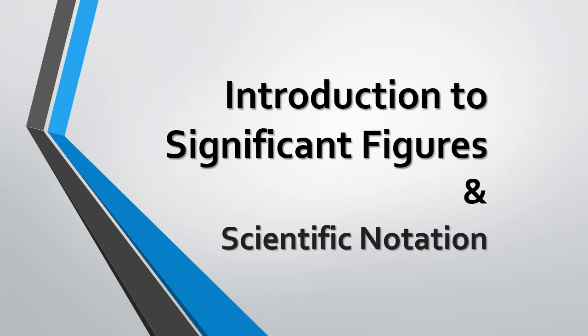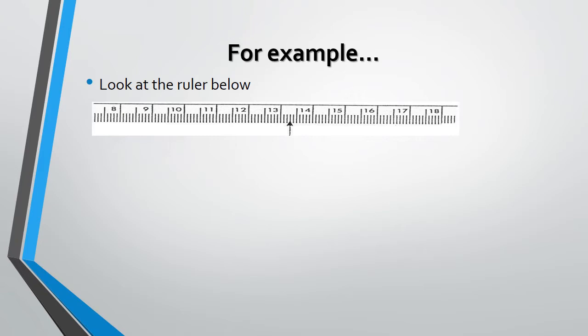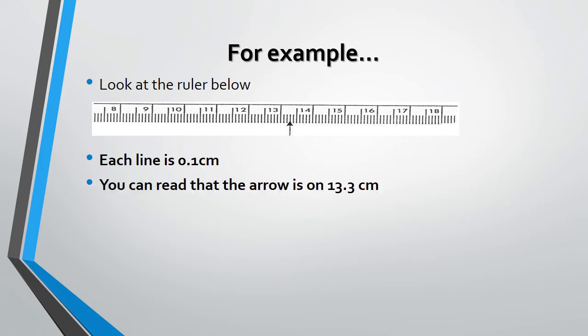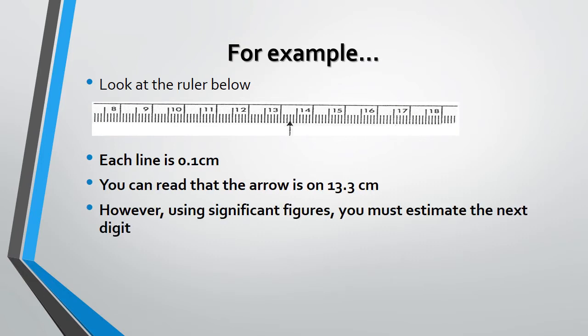Dear students, I hope after watching those videos you are more comfortable with measurements. The smallest lines are 0.1 centimeter or 1 millimeter. What you have here is obviously 13.3, but since you are estimating to the next digit, the correct answer is 13.30.